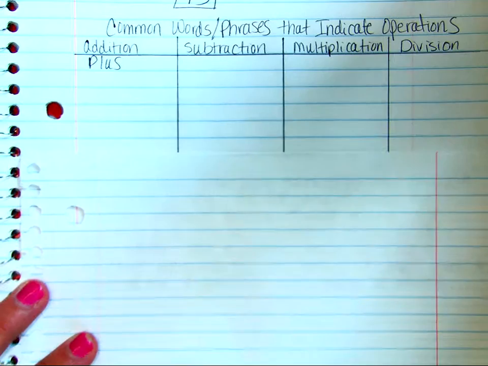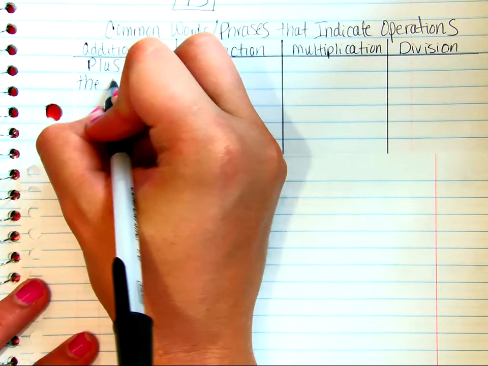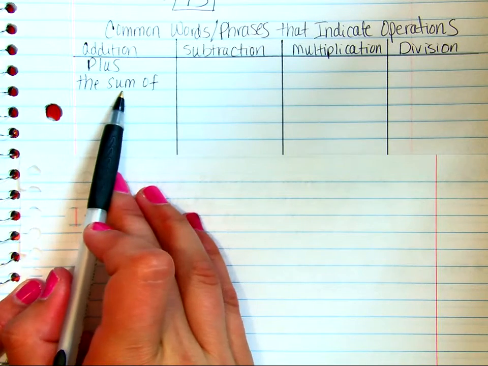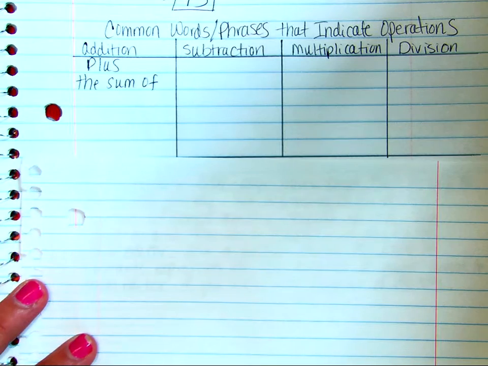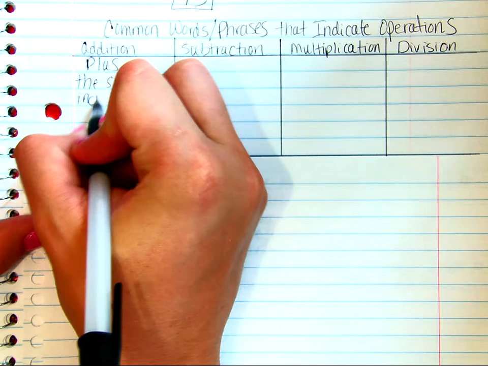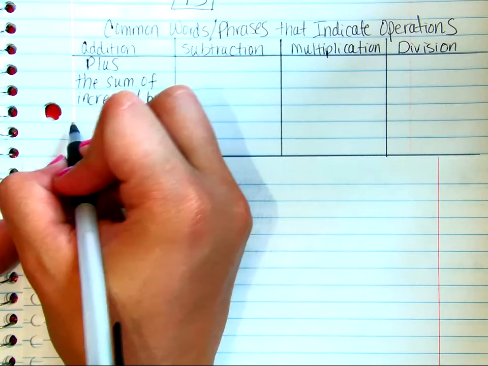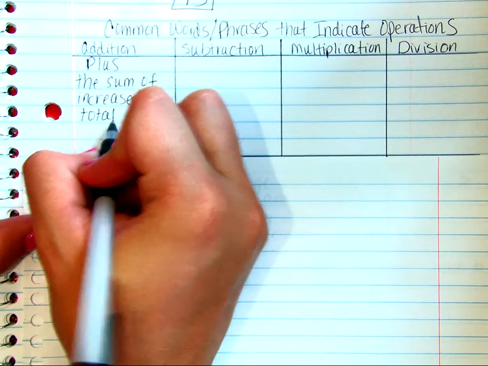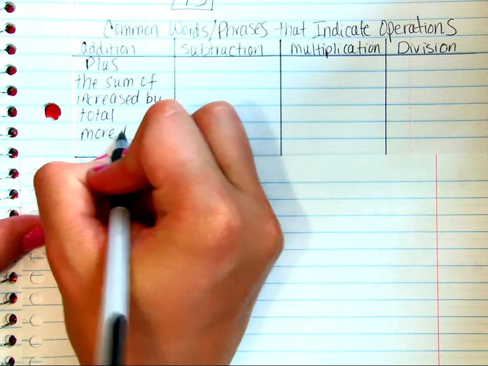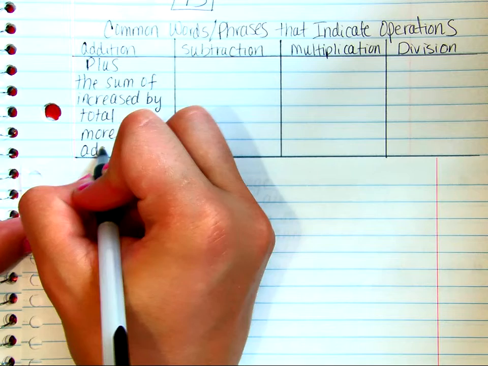If you see the word plus, that's going to indicate addition. The sum of, remember, sum is the answer you get when you add numbers together. So the sum of indicates addition, as well as increased by, a total usually means you're adding things together, more than, and added to.